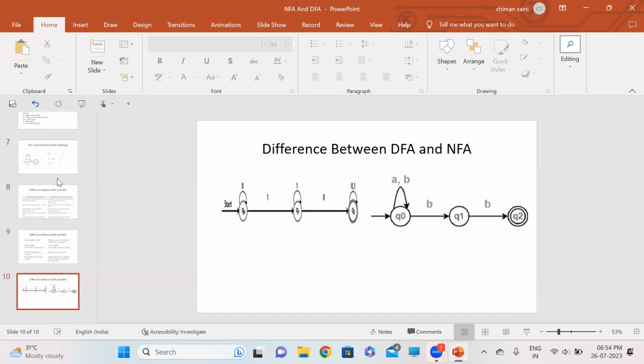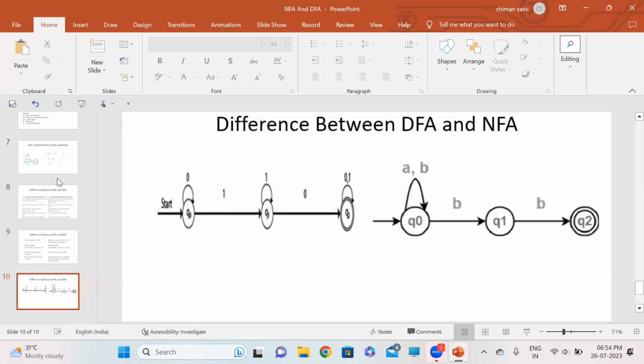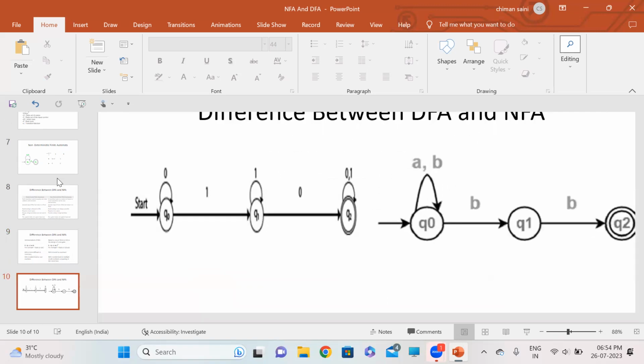Okay, this is the example. Let's see, we can zoom it. On the left hand side there is a DFA, and on the right hand side there is an NFA. There is a state Q0, that is our initial state or starting state. After giving input 0, we move to the state Q0. Only one transition. Then at state Q0, when we give the input 1, it will move to the single state Q0.